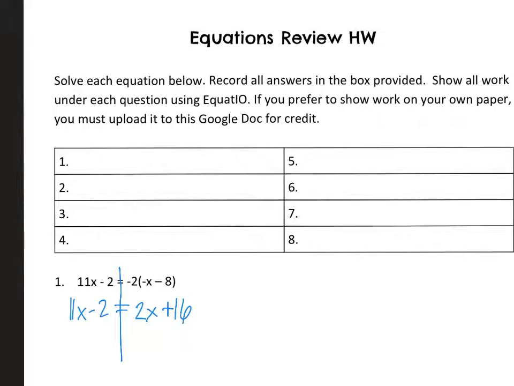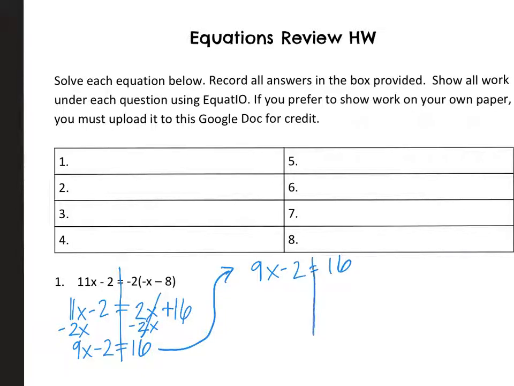All right, so I have x's on both sides of my equal sign. The smaller one is 2x, so I'm going to subtract 2x on either side. And then when I subtract 2x on the right side, these cancel out. 11x minus 2x gives me 9x. So now I have 9x minus 2 equals 16. I'm going to go ahead and bring this right up here. So I'm going to rewrite it.